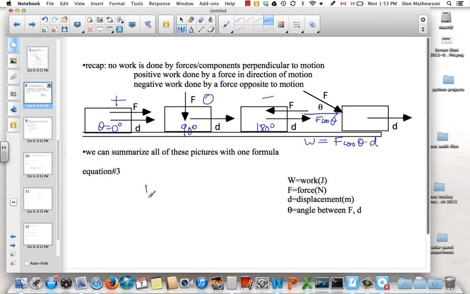So this relationship summarizes all of this diagram. However, it's important to note that this angle is very specific. It's the angle between the force and displacement vectors. That means we can't just unmindfully apply this relationship. It's better for us to have internalized this concept. But nonetheless, this is a nice succinct way of writing out this idea.